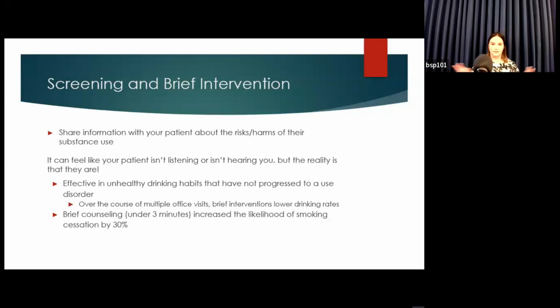And then brief intervention for tobacco, so less than 3 minutes of counseling, increases the likelihood of smoking cessation by 30%. Smoking cessation rates are low, and so 30% might not be earth-shattering, but it's pretty impressive. So if you can increase somebody's chance of quitting by 30% in less than 3 minutes, probably worthwhile.